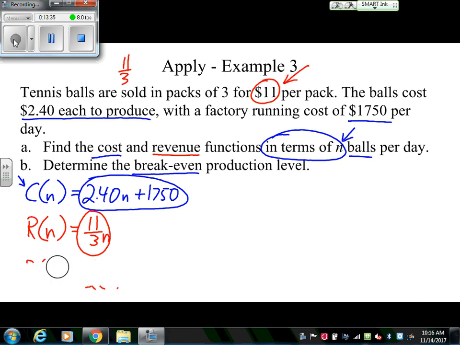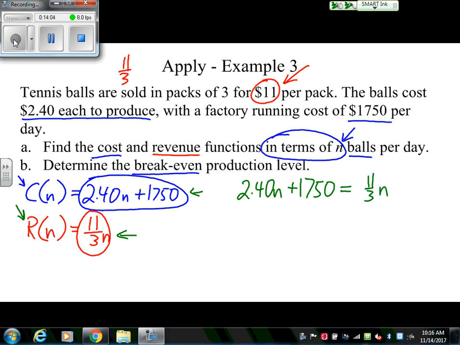So now we're going to take our two functions. And again, we have glorified labels here. We have our cost, and then we have our revenue, and they're both equal to the right-hand side of these equations. So we're going to set those right-hand sides equal to each other. So I have 2.40N plus 1,750. For every tennis ball sold, this expression is equal to the cost. And I want the cost to be equal to 11/3 N, which is the amount that we're getting in for tennis balls sold.